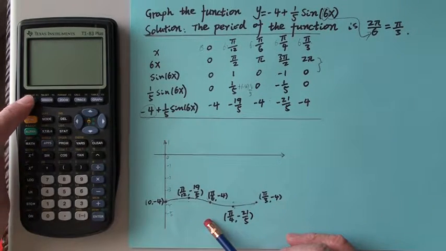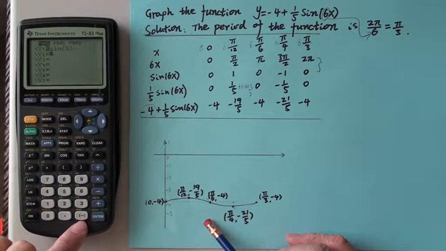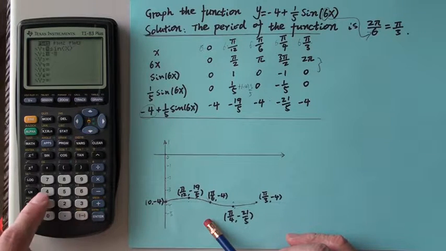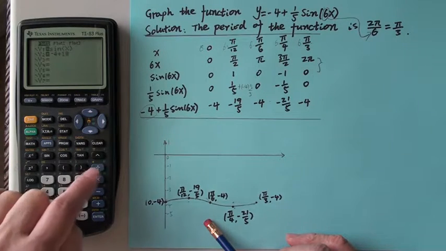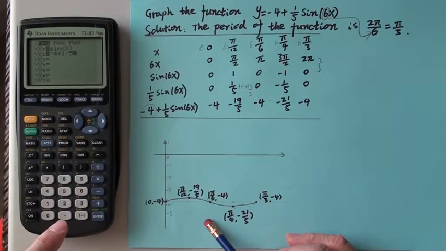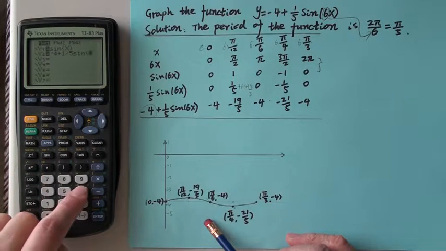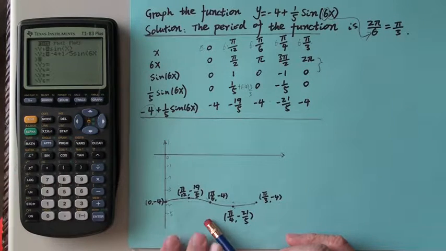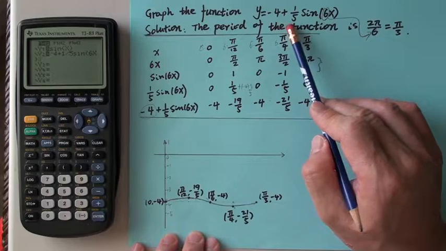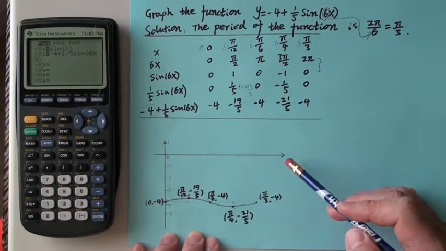You may graph this one using a calculator. You see, negative is this key, not this key. Enter negative 4 plus 1 divided by 5, and then sine 6x, close parenthesis. Negative 4 plus 1/5 sine 6x, close parenthesis.